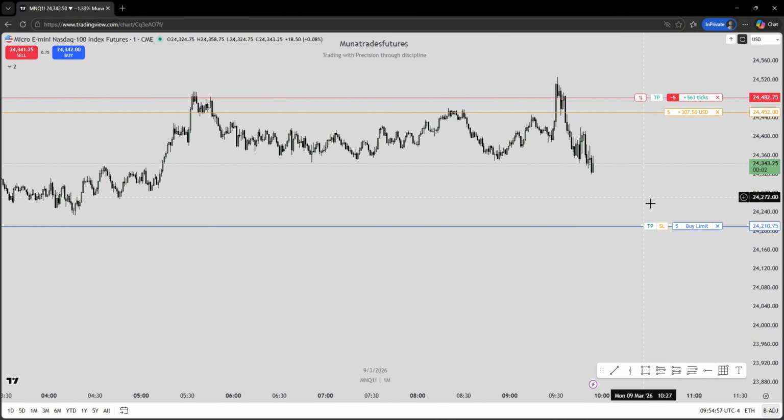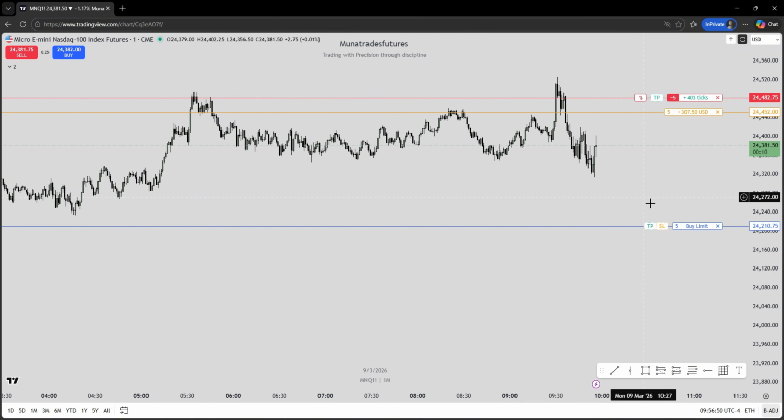So any entries below this inversion fair value gap were tier 2 to me. The best entry that I could have possibly got was the entry that I got, which was the top of that overall move after sweeping out liquidity.